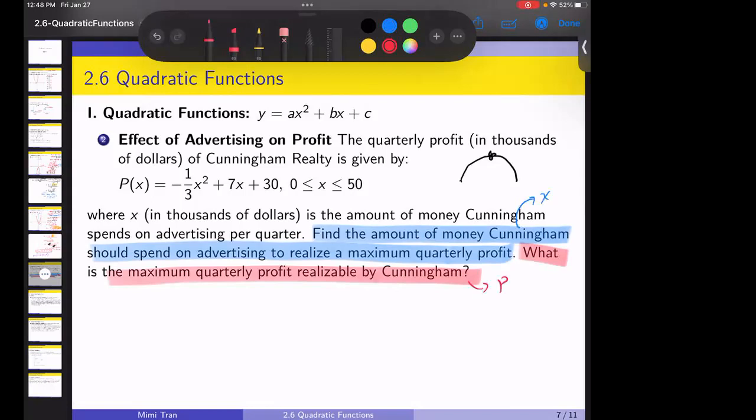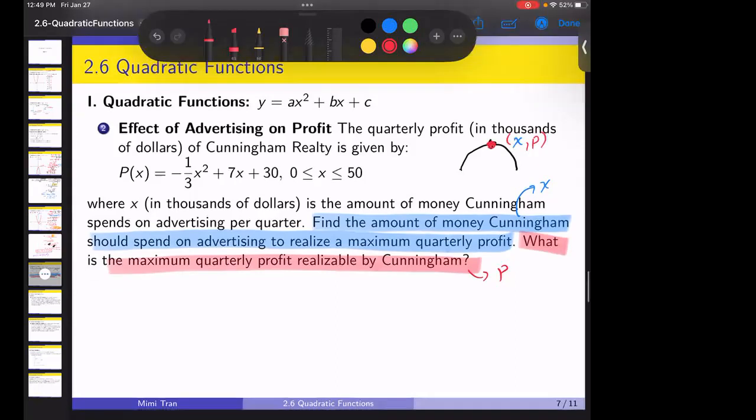P or y, whichever. We talk about maximum here. And because our function is an upside down U, your maximum should be the top of the graph, yes? So that point right there should contain your x and your y, your p. So that's the maximum cost and maximum profit. So let's find x first. x is, according to the formula, the vertex, which is the maximum. So negative b over 2a.